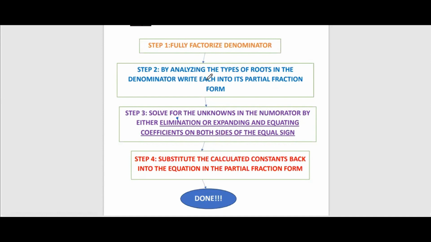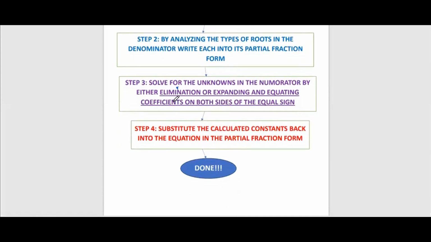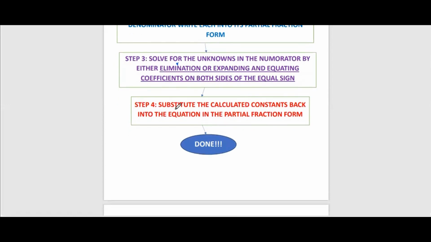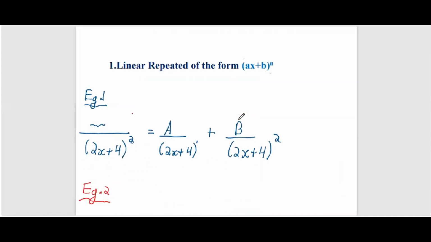Then after you look at the type, you put it into its partial fraction form. Then you solve for the unknowns. Last video I did the elimination, so I'll do the equating coefficients in this video. And then after you solve your constants, you substitute them back, and that is it. Alright, so let's get into it.